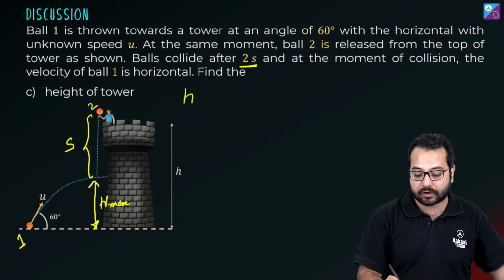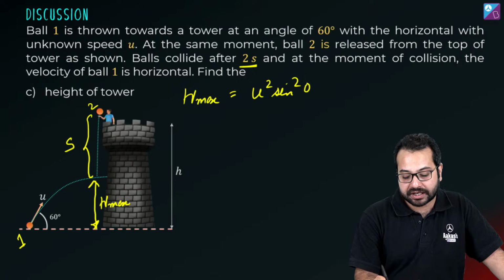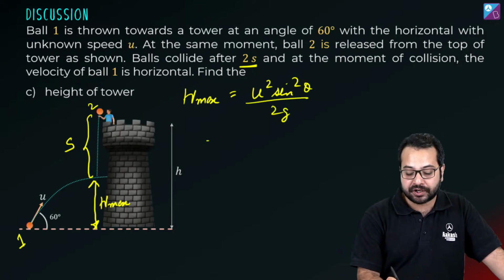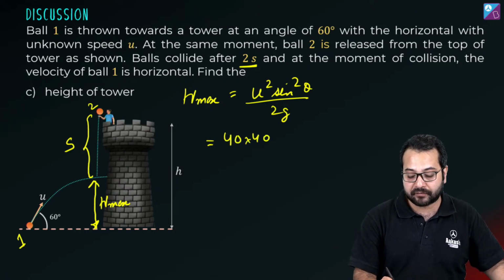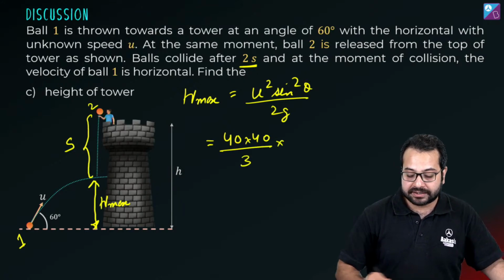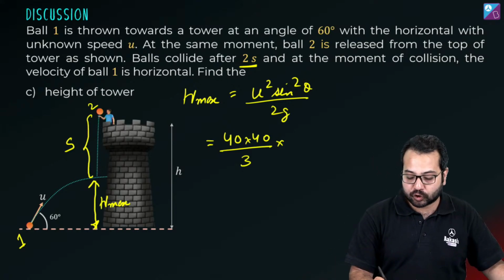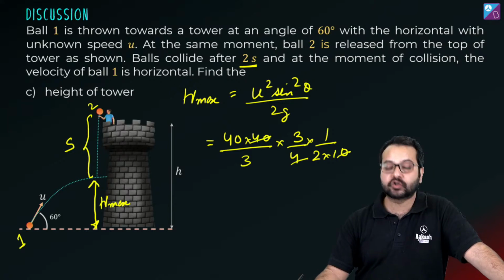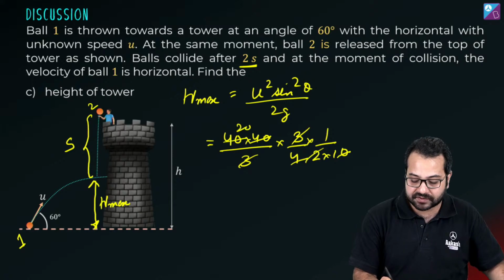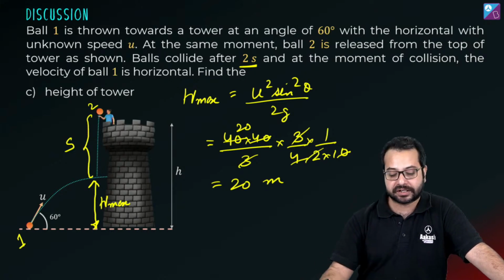Okay, so let's first find h max. H max is going to be u square sine square theta divided by 2g. Let's substitute. u square is going to be (40 by root 3) square, which means 40 multiplied by 40, and root 3 square is going to be 3. Then we have sine square 60 degree. Sine 60 degree is root 3 by 2, so squaring that gives us 3 by 4. Then we divide by 2, and g we take as 10. So this 40 and this 40 is gone, this 3 and this 3 is gone, so this gives us 20 meter. Is that correct? Okay. So the maximum height reached by the first projectile is 20 meter.